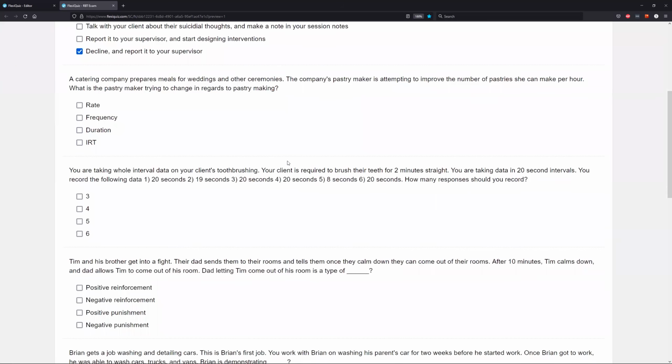A catering company prepares meals for weddings and other ceremonies. The company's pastry maker is attempting to improve the number of pastries she can make per hour. What is the pastry maker trying to change in regards to pastry making?